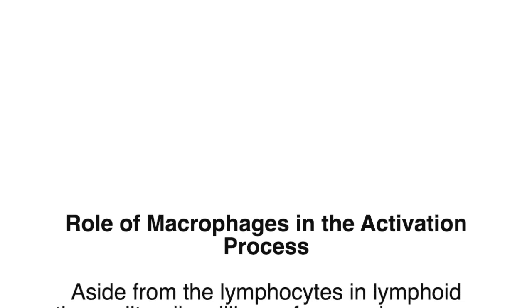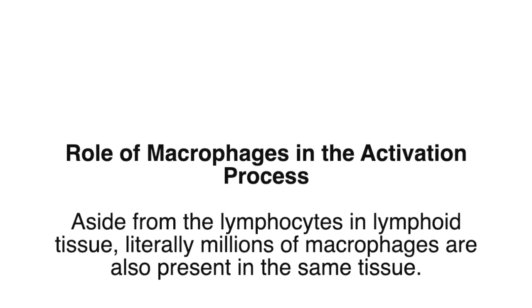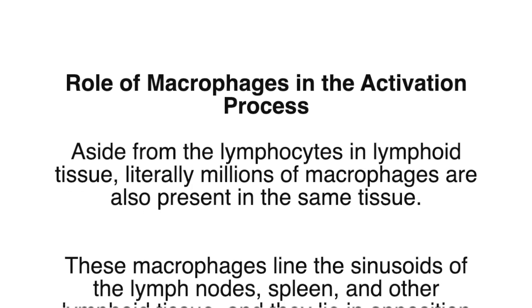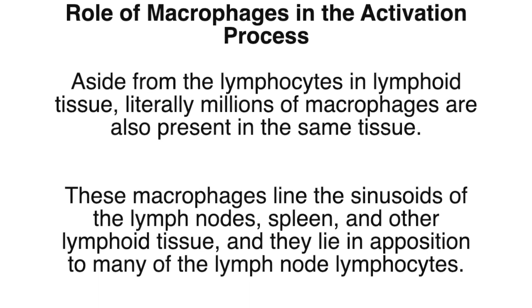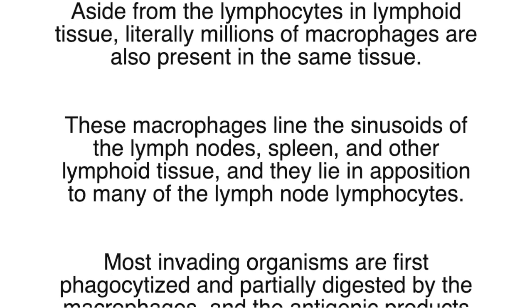Role of macrophages in the activation process. Aside from the lymphocytes in lymphoid tissue, literally millions of macrophages are also present in the same tissue. These macrophages line the sinusoids of the lymph nodes, spleen, and other lymphoid tissue, and they lie in opposition to many of the lymph node lymphocytes.